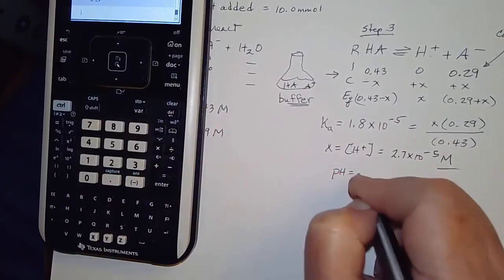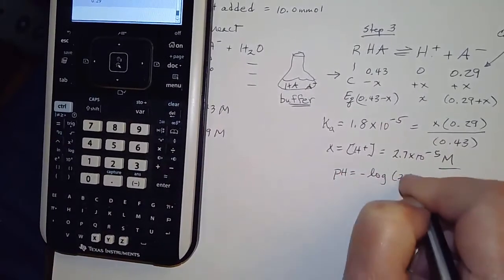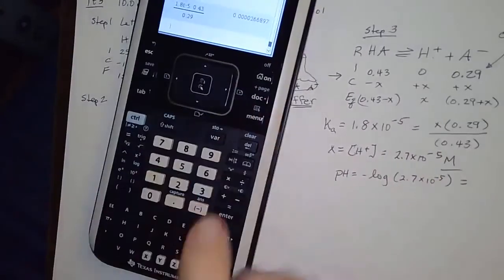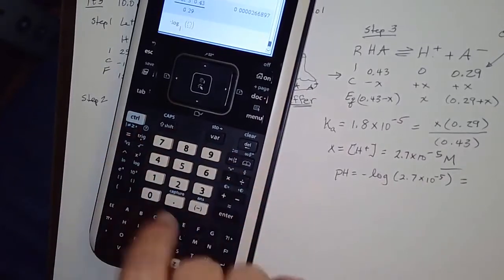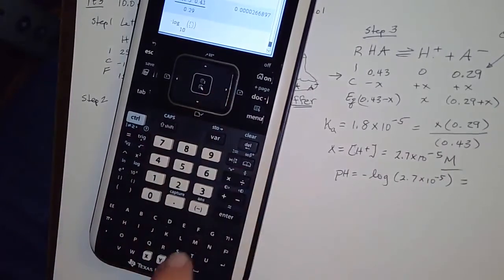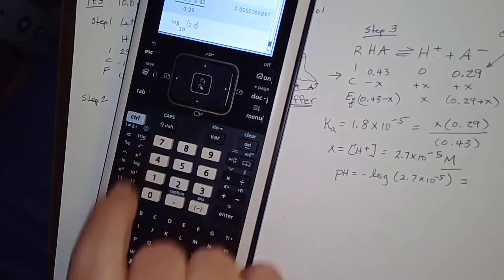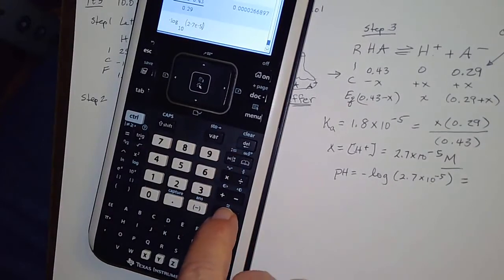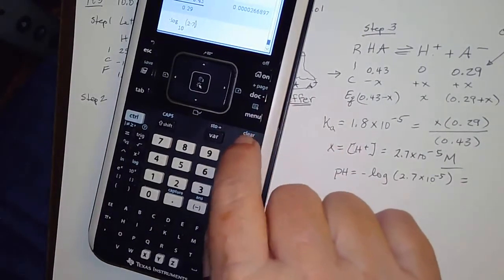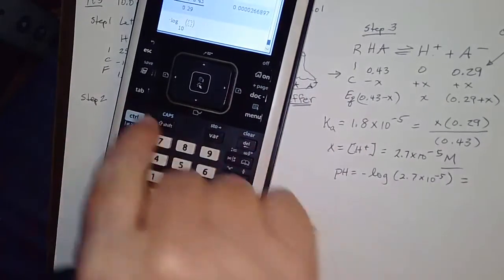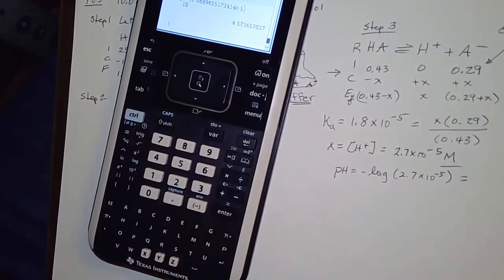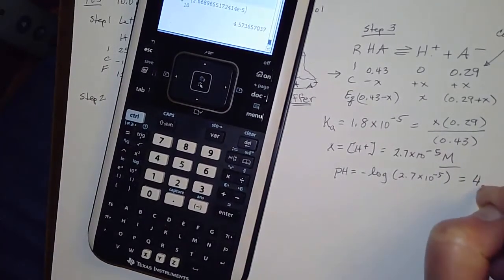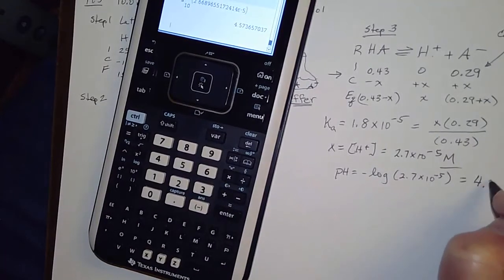pH then is the negative log of that. So negative log, I have to always add the base in, 2.7 e negative 5. And actually, just so I make sure I don't make a mistake by counting my decimals there, I'm going to do the answer. 4.57 for 2 sig figs. 4.57.